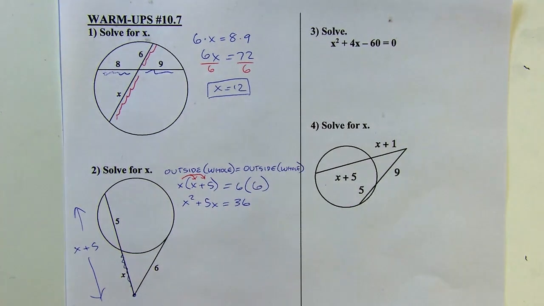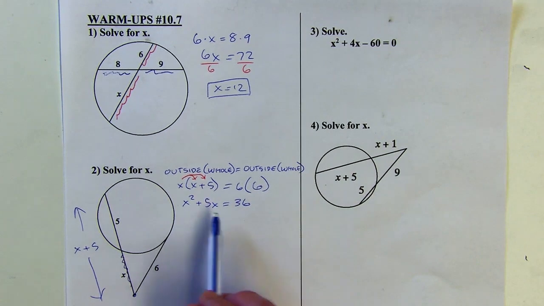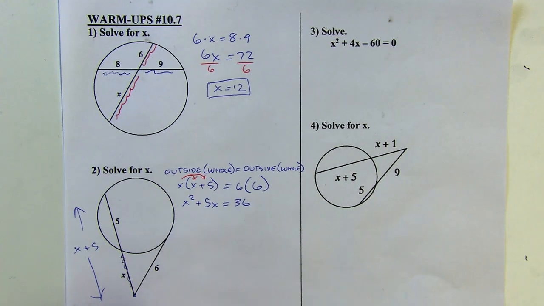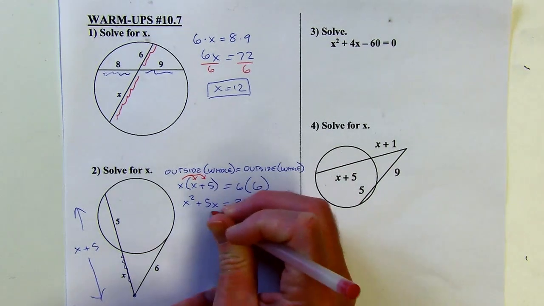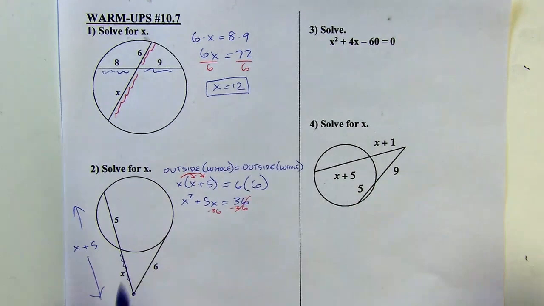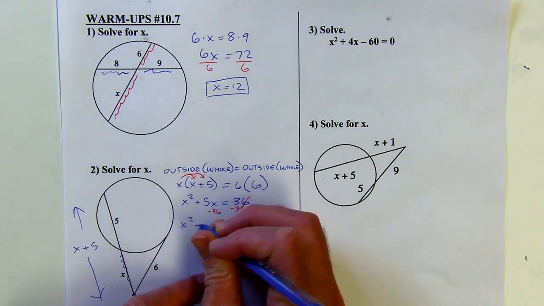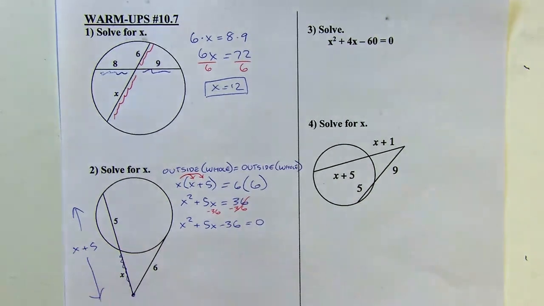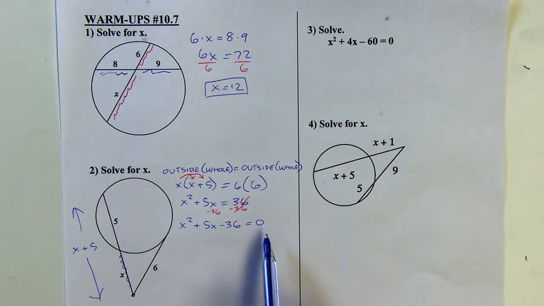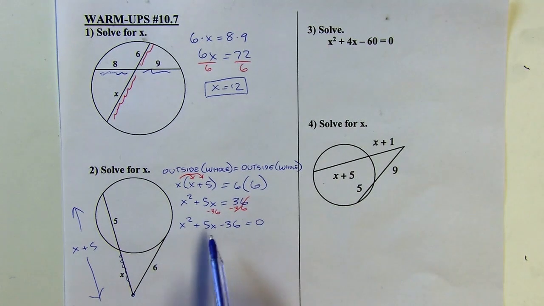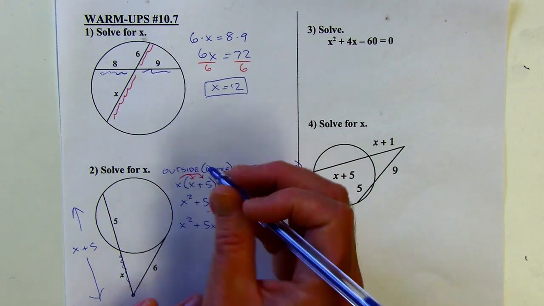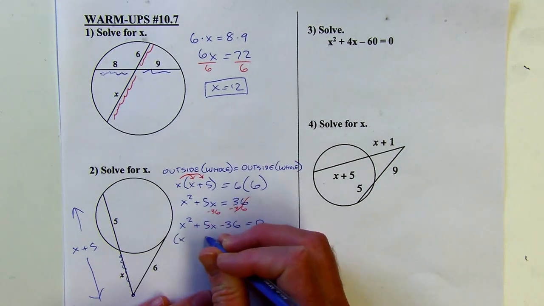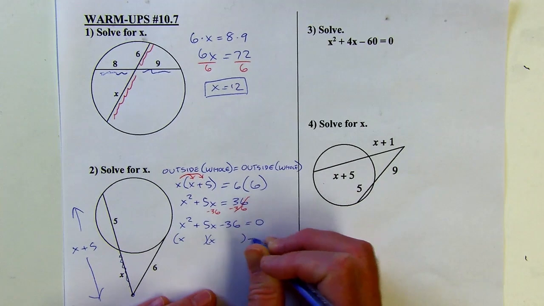Okay, and now I want to solve this for x. So what I want to do is set it equal to 0. So I'm going to subtract 36 from both sides. Now I've got x squared plus 5x minus 36 equals 0. Okay, now that I've got this equation set equal to 0, if I factor this, I'll be able to solve this using the zero product property. So that's my goal, to factor this. Okay, and if this factors, which it will, it's going to look like that.